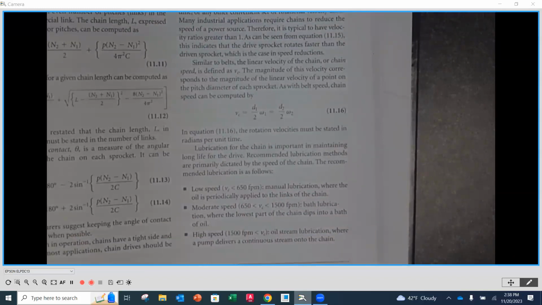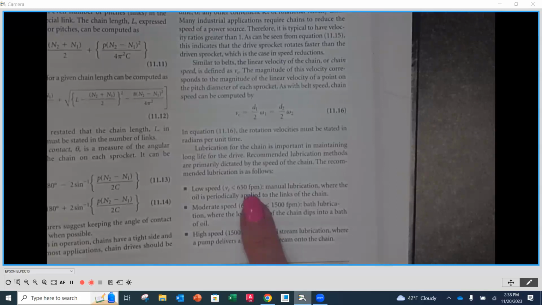Now you'll see here that there's a couple different types of speeds. So there's low, medium or moderate, and then high speed. Anything below 650 feet per minute is considered low speed. And we can run a chain that way, no problem, but we have to provide lubrication. In this case, we would manually lubricate it, meaning every so often we would put a little lubrication on there and let it run for a while and then do the same thing when we noticed that it needed it. If we get into the moderate and the high speed, now we've got to start incorporating some bath lubrication or oil stream lubrication in the design that we have.